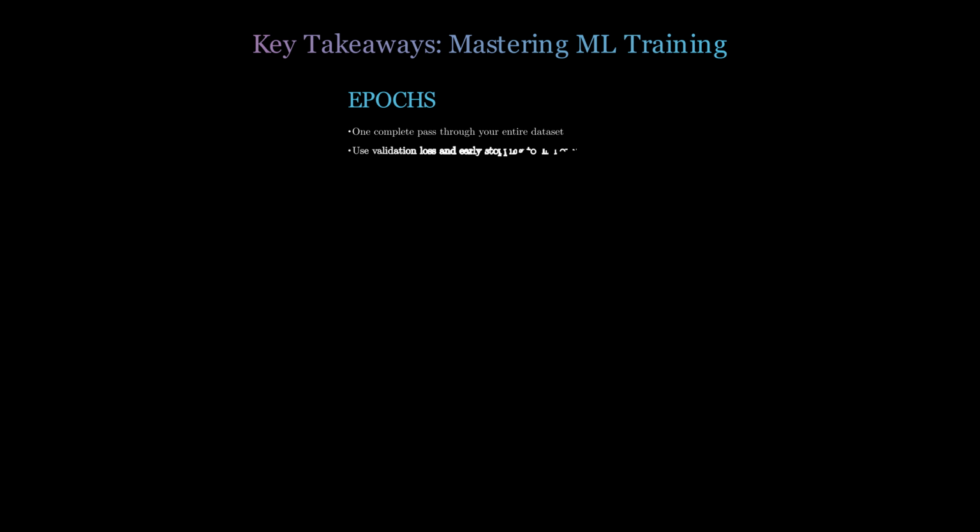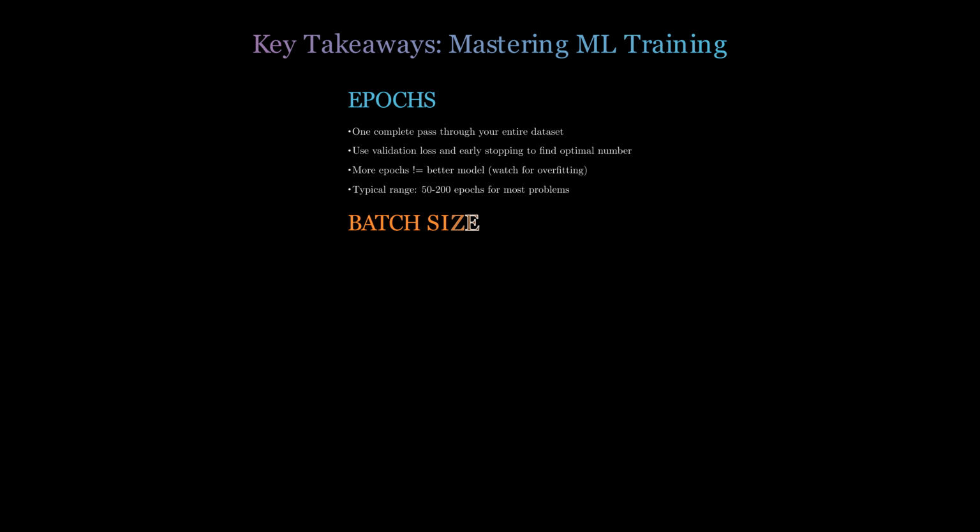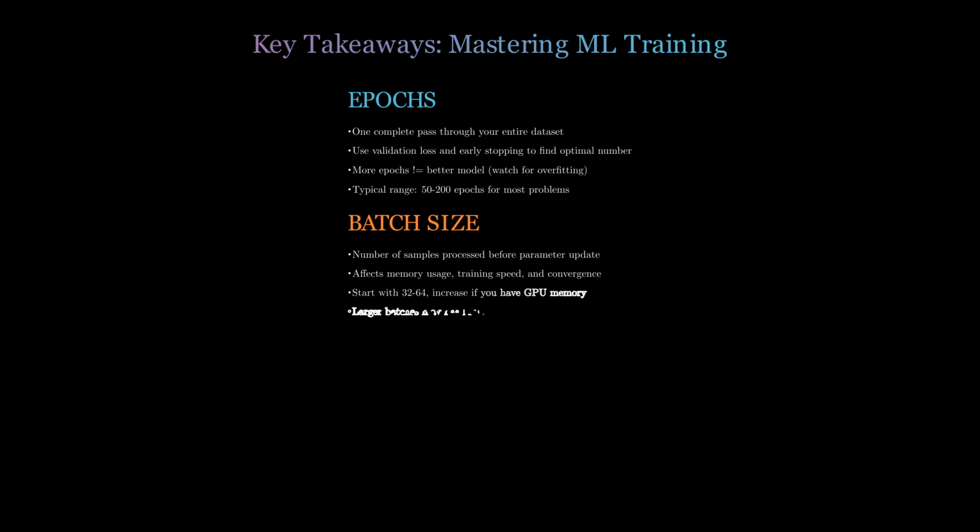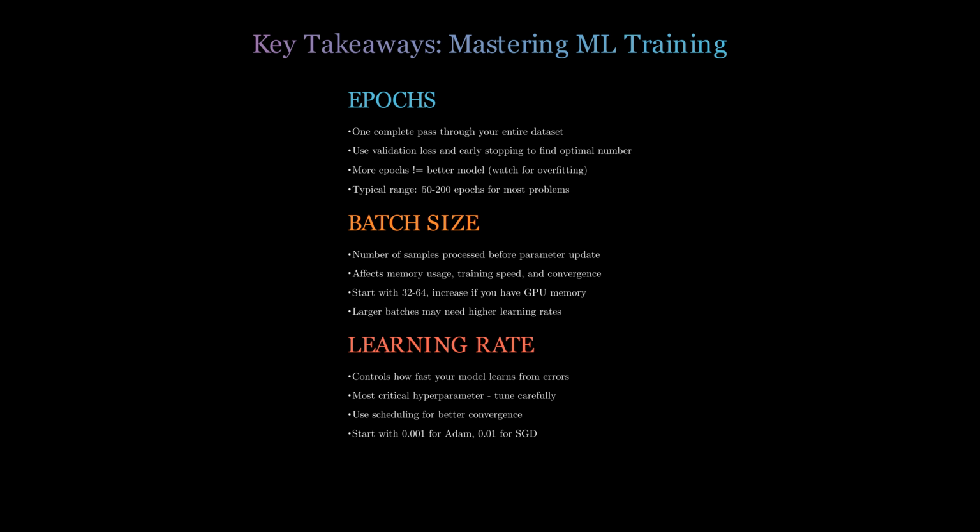Epochs represent complete passes through your data; use validation loss and early stopping to find the right number. Batch size affects memory, speed, and convergence. Start with 32 to 64 and scale up if possible. Learning rate is the most critical parameter. Start conservatively and use scheduling for better results. Remember, these parameters interact with each other.